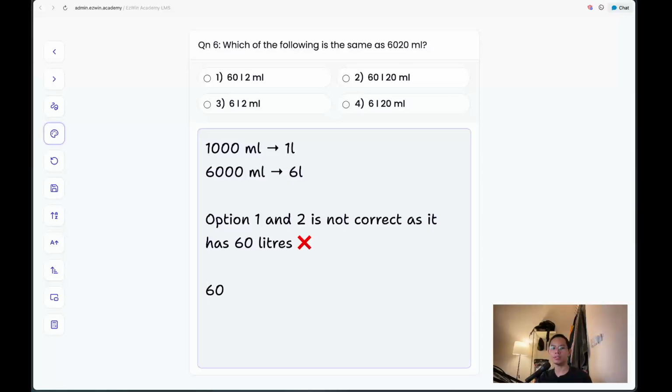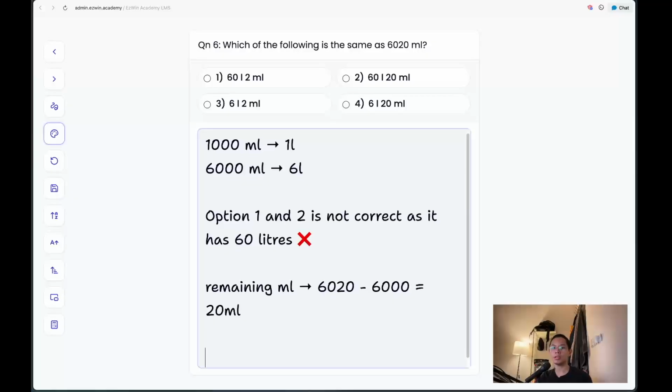So the remaining milliliters is equal to 6,020 minus 6,000, which is equal to 20 milliliters. Therefore, 6,020 milliliters is equal to 6 liters and 20 ml. In this case, it is option number 4. Question number 7.